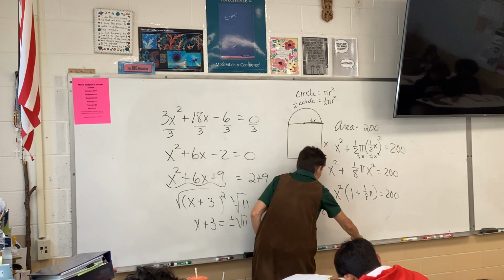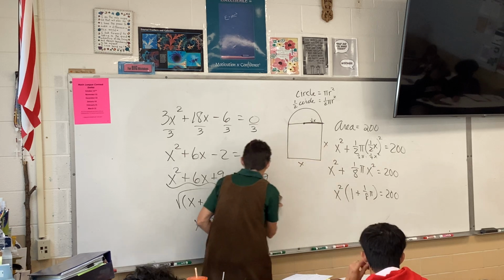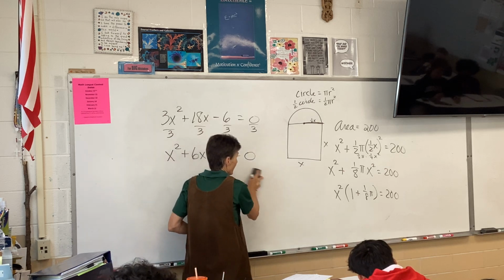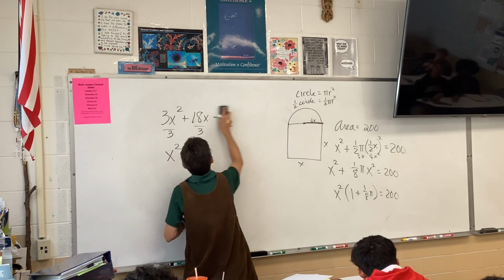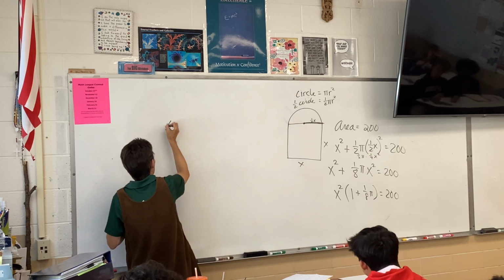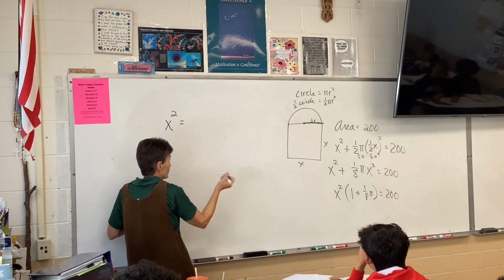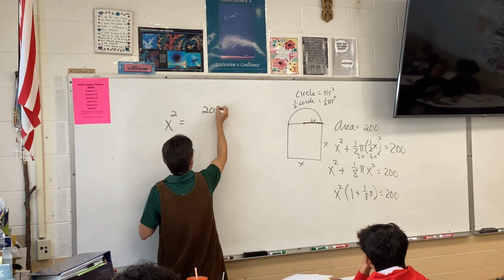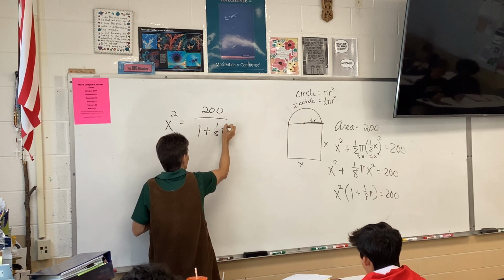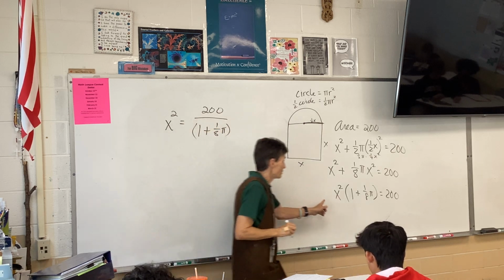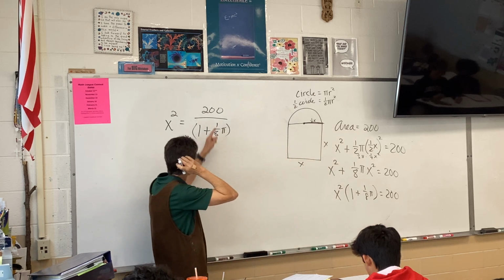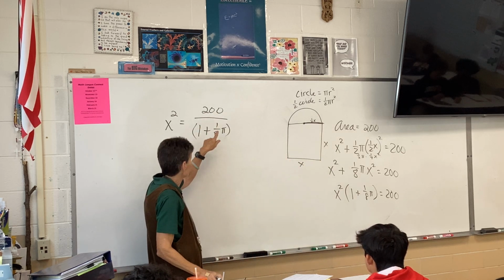Are you still with me on that? So what would x squared be? I'm going to divide. So this is going to look really bad, but it's okay. We're going to do this on our calculator. 200 over 1 plus 1/8 pi. Would everybody agree with that? I'm dividing that over. Okay, so let's type this into our calculator.